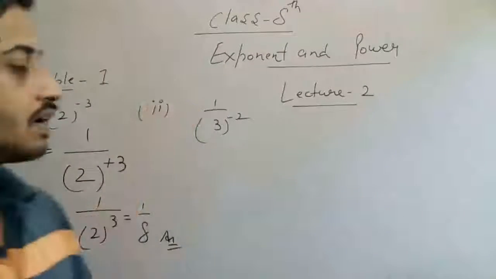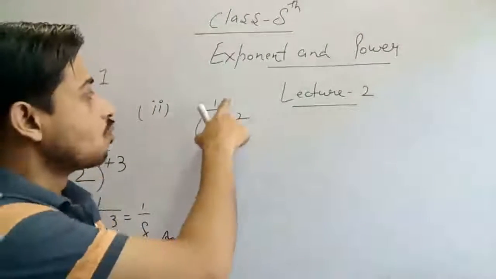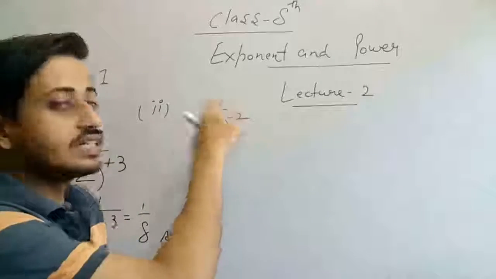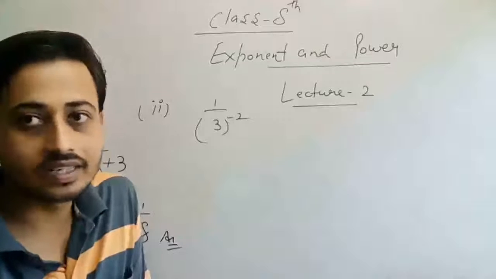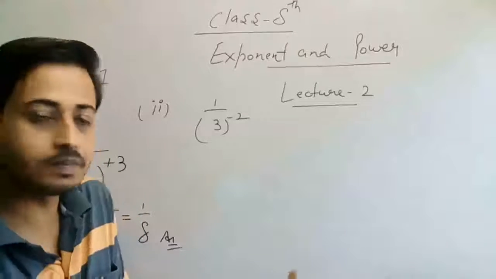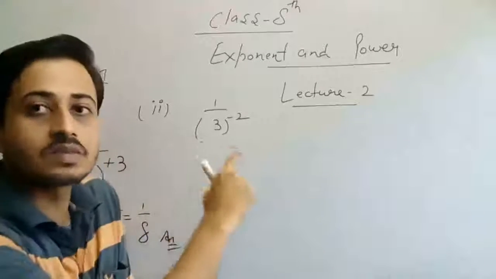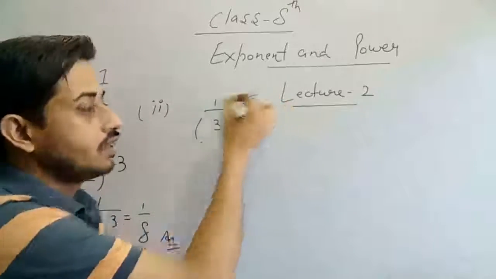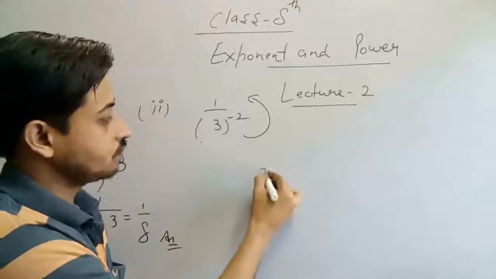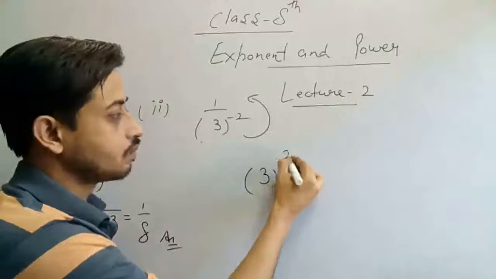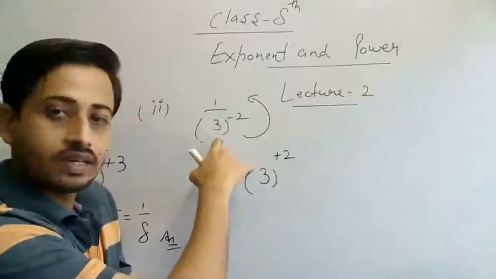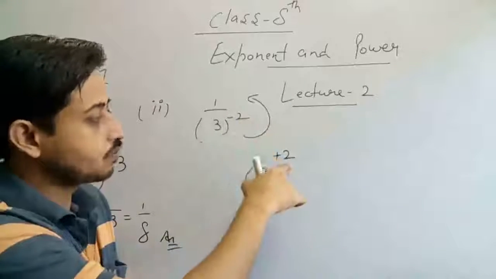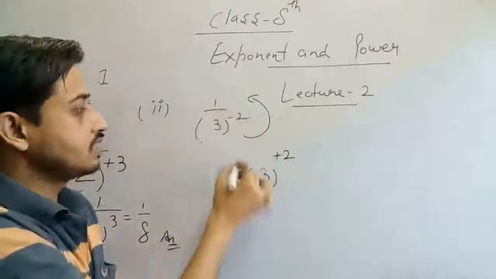Now look at the second part of the question. Same: 1 upon 3 raised to the power negative 2. Again the power is negative. So move it into the numerator, because here that term is present in the denominator part. So you have to move it to the numerator. So this becomes 3 raised to the power positive 2, because the exponent remains the same and the power sign gets changed. So it becomes positive 2. And 1 is as it is.